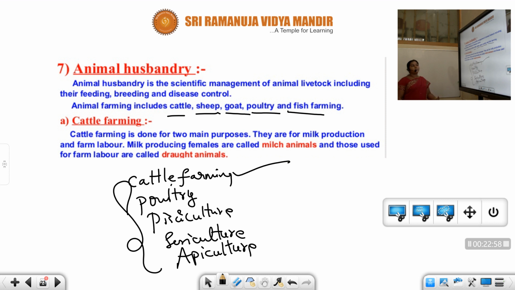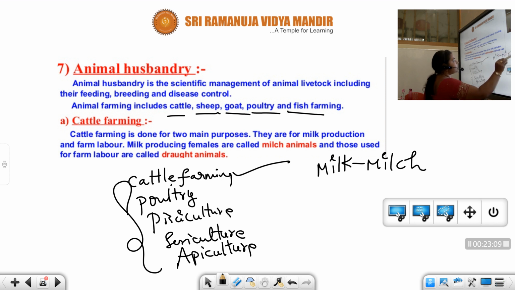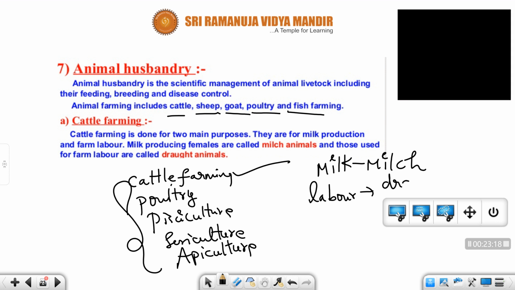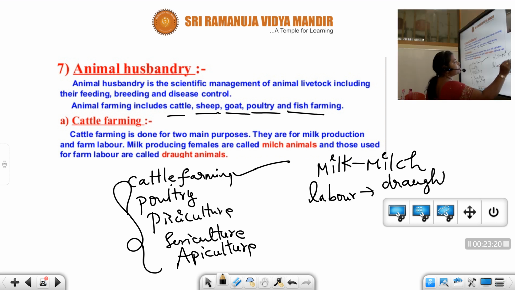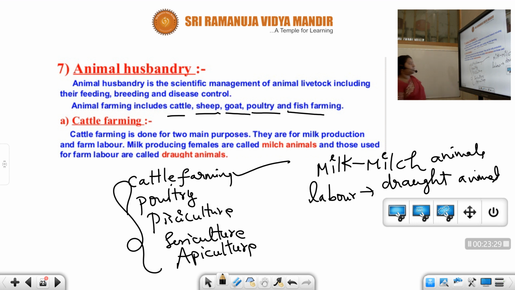Cattle farming is done for mainly two purposes. The first and foremost purpose is, students, milk. All the milk giving animals are called milch animals. And the animals which are required for labor or for work are known as draft animals. What are those, children? Draft animals. So two purposes: first one is milch animals and the second one is draft animals, right?